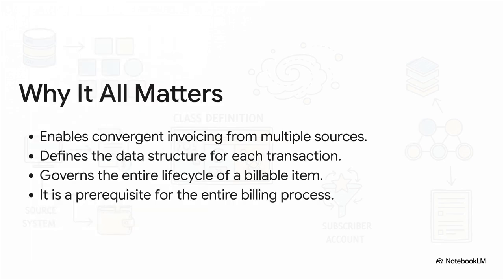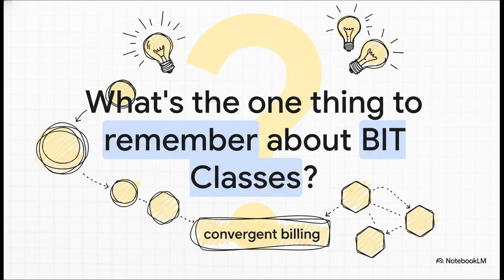So, let's just tie this all together. Why does this matter so much? Because the BIT class is the absolute cornerstone of the whole thing. It lets you bill from multiple places on one invoice, it defines exactly what data you can store, it controls the entire life of a billable item, and maybe most importantly, it's a non-negotiable prerequisite. Without an active BIT class, billing simply doesn't run. Period. End of story.